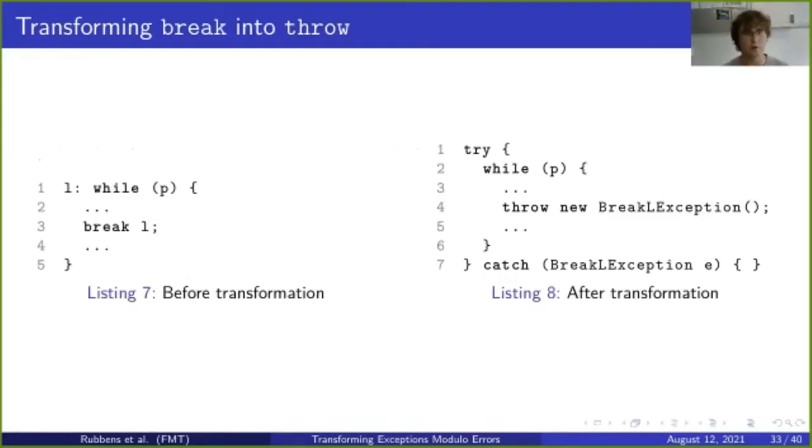So here we show how to convert break to a throw statement, and this is done by replacing the break statement with a throw statement, and then surrounding the while loop with a try-catch clause. That way, the control flow that actually happens is preserved, but on the right it is implemented with exceptions, and on the left it's implemented with a primitive break statement.